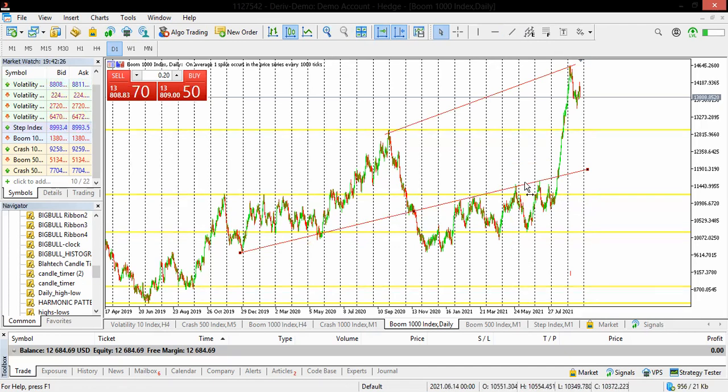I hope you can see what I'm drawing. This is another one here. Let it touch the body of the candle. You can leave the wick out. Let it touch where the candle actually starts or stops. Don't place it exactly on the wick. That is how to draw an effective trend line.